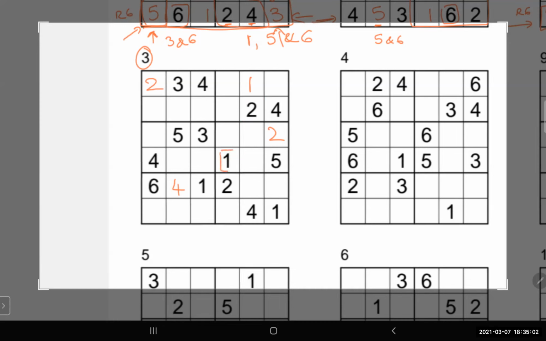Again, look at 1 here. Can I have 1 anywhere here? No, sir. So this is it. Similarly, I have 1 here and I have 1 here. So can I have 1 here or here? No. So this is the only answer for 1.